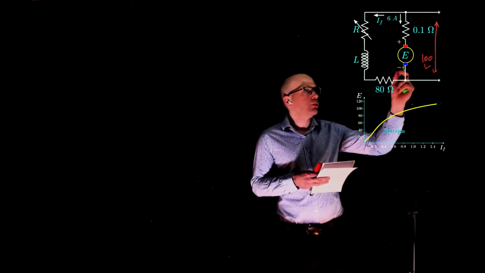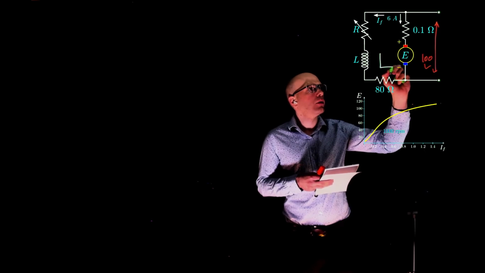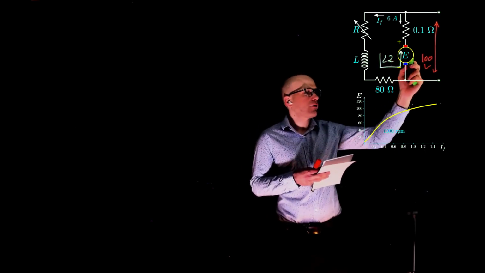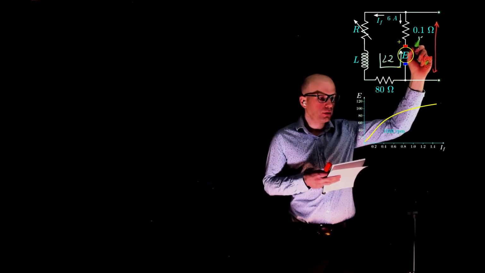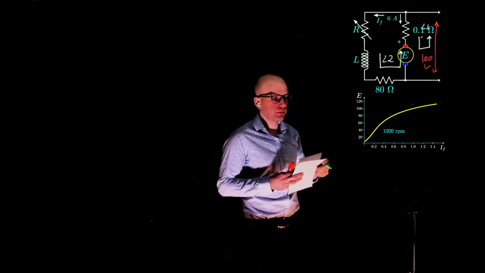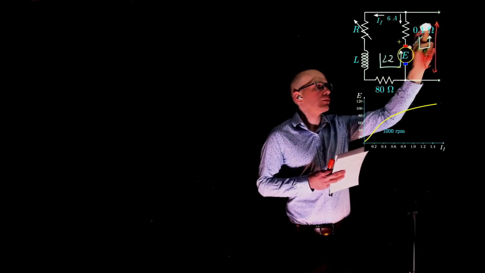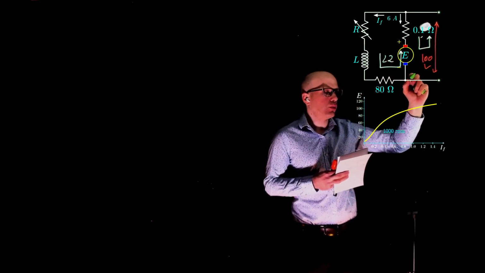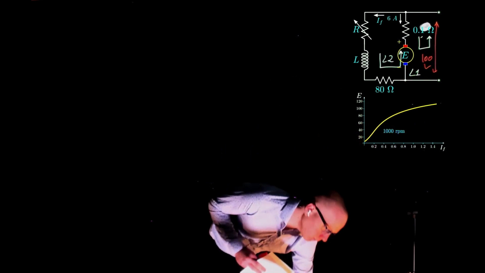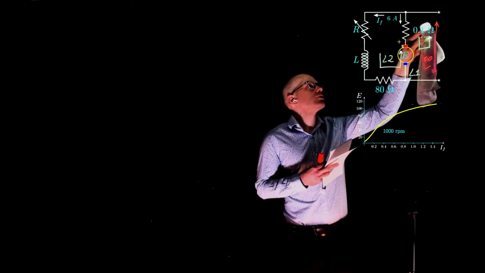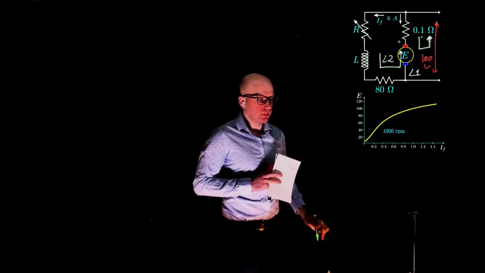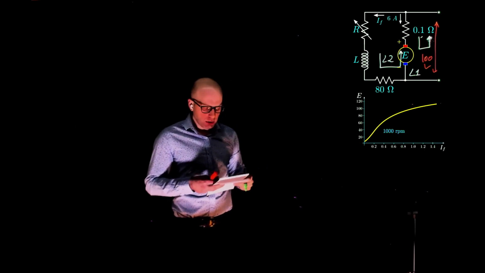We can do a loop here. It's called loop 2. And you can have another loop, a closed loop like that. Let's call this one loop 1. And you can do Kirchhoff's law now to figure out the balance of voltages in here. Let's start with loop 1.